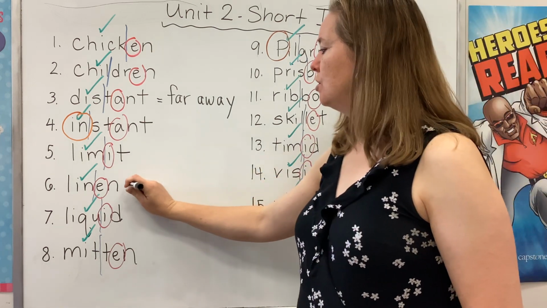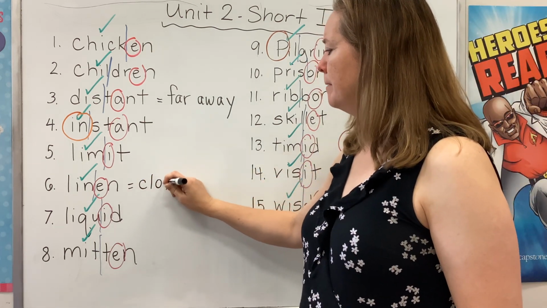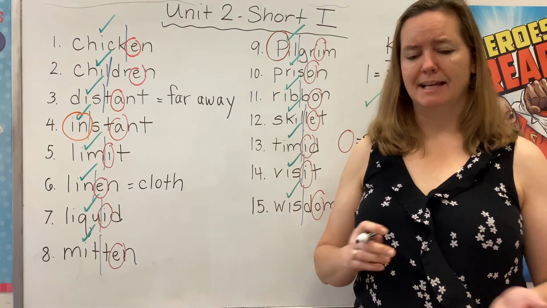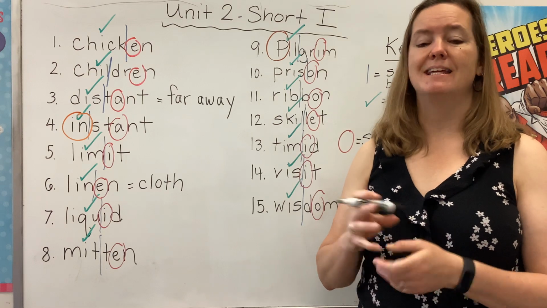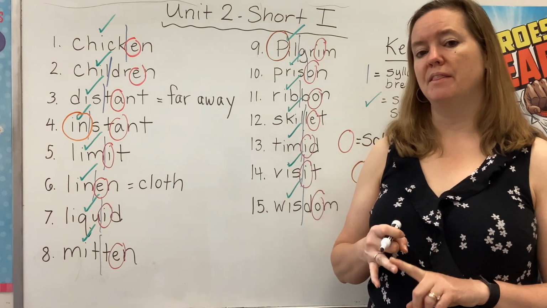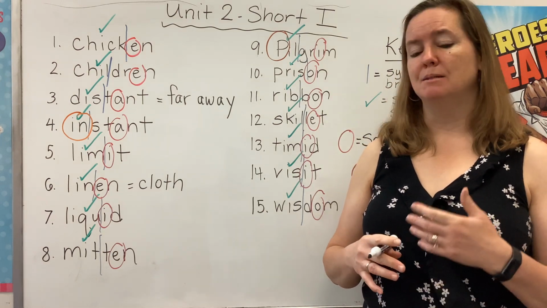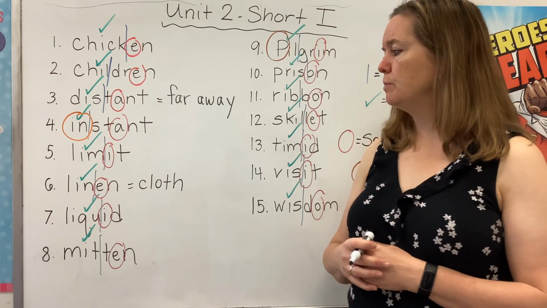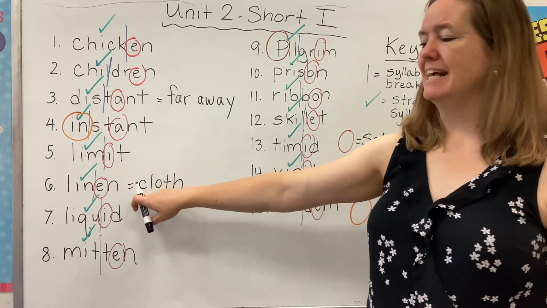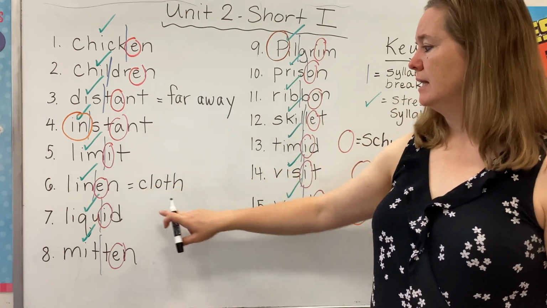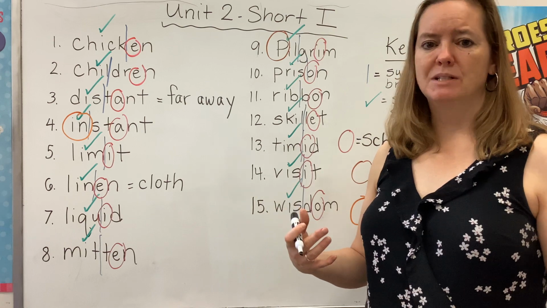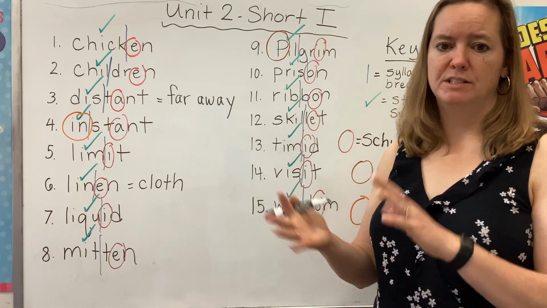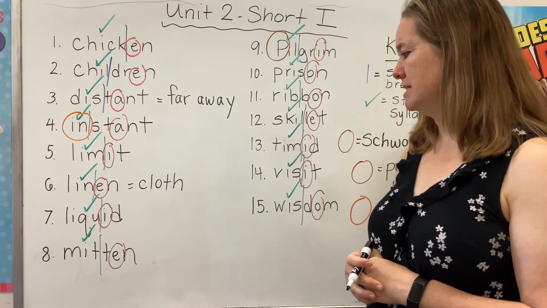Linen is cloth, a type of cloth. So, for instance, in your house, you might have a linen closet, and maybe that's where your parents keep linens, things like tablecloths or cloth napkins or bed sheets and blankets, hand towels, bath towels. Those would all be things that you would find in a linen closet. Liquid, I think you know it's something that you can pour. We have solids, gases, and liquids, 3 different types of materials.